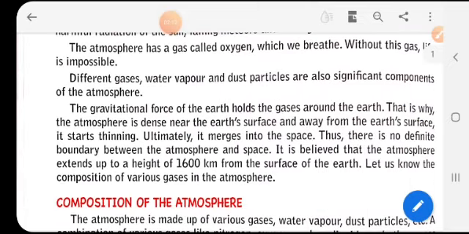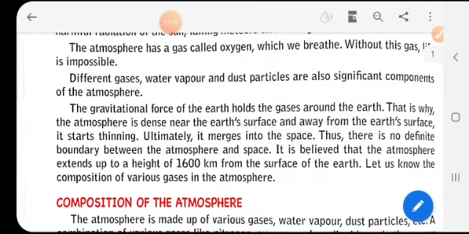Different gases, water vapor, and dust particles are also significant components of the atmosphere. Apart from oxygen, there are many more gases. We also have water vapors and dust particles, which are very significant components of this atmosphere.